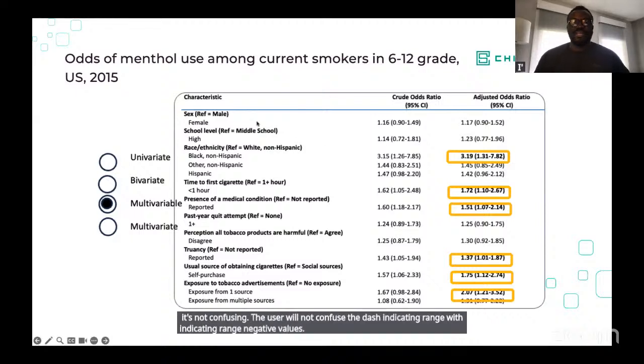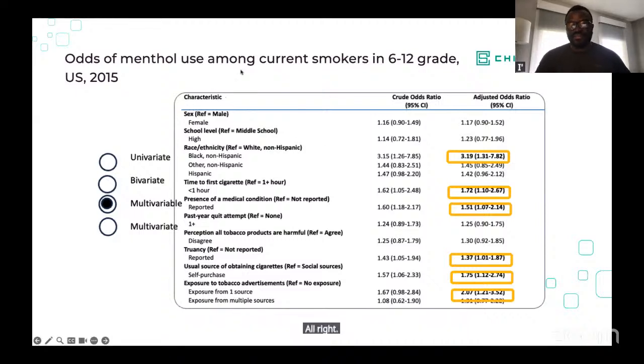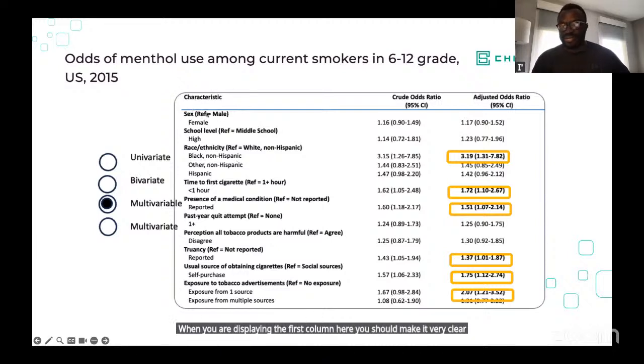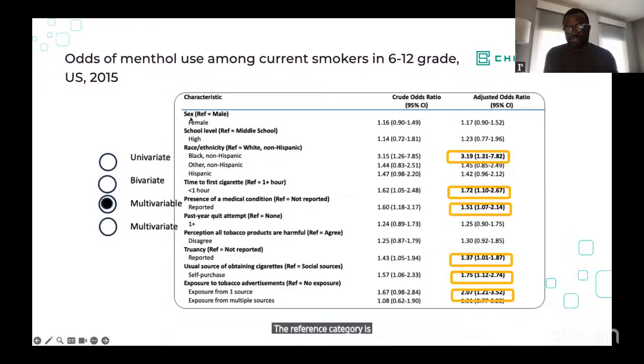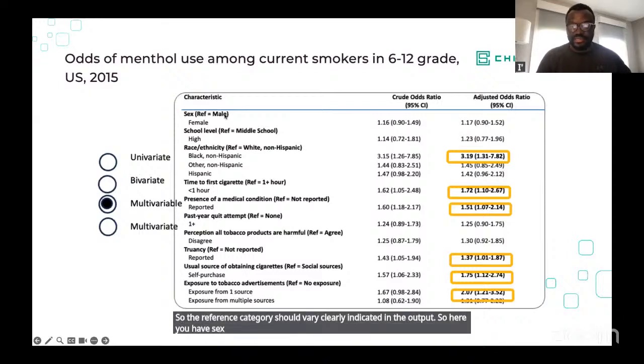All right. When you are displaying the first column here, you should make it very clear what the reference category is. The reference category is what we are comparing the results to. So the reference category should be very clearly indicated in the output. Here you have sex, the reference is male, and then we have the other categories.